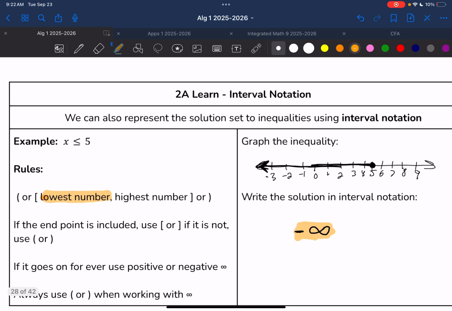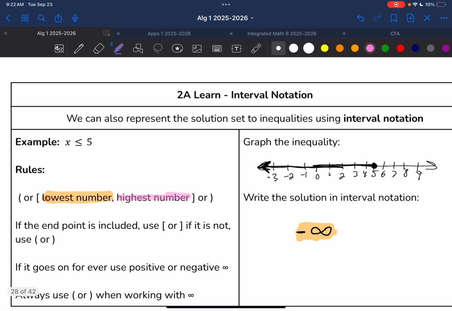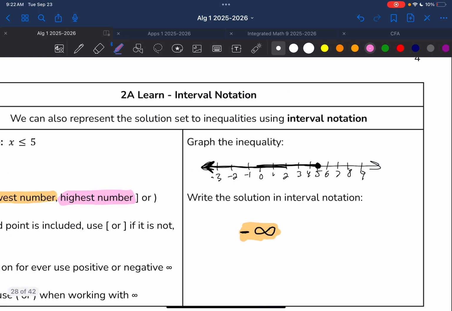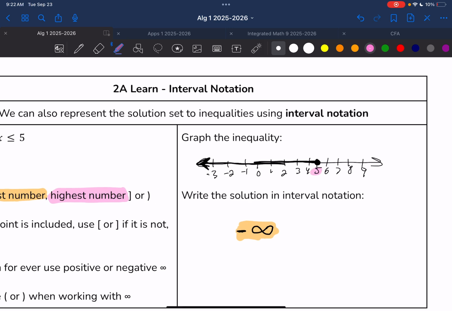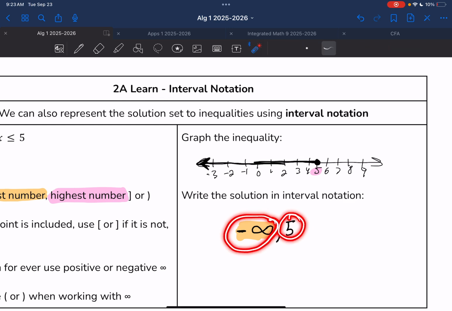We want to do that, comma, the biggest number in the solution set, the highest number in the solution set. So what is the highest number in the solution set here? Well, that would be 5. So we're going to do negative infinity, comma, 5. And so these are our two numbers: the smallest number in the solution set, the biggest number in the solution set.